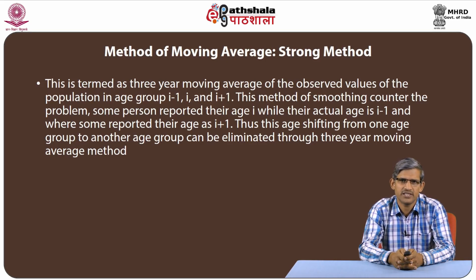This method of smoothing counters the problem of some persons reporting their age as I while their actual age is I minus 1, or in some cases some people reporting age as I when their actual age is I plus 1. Thus, this age shifting from one age group to another can be eliminated through the 3-year moving average method.